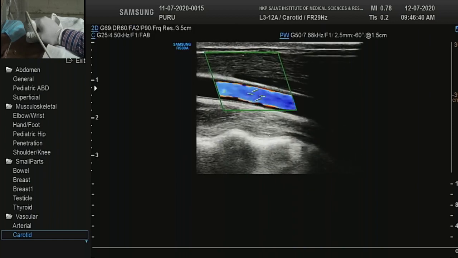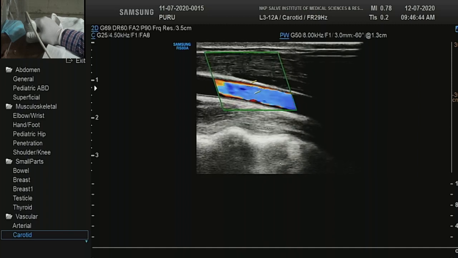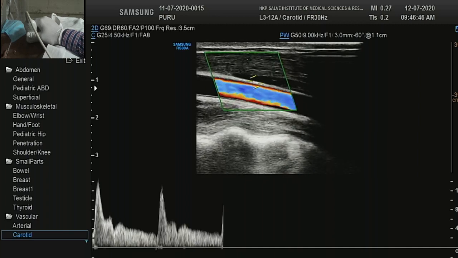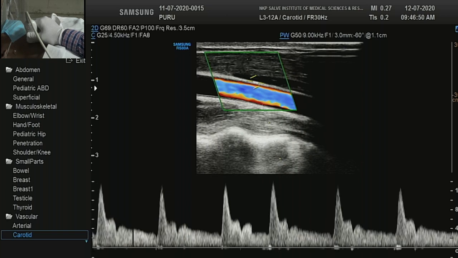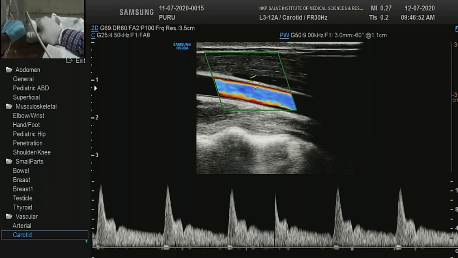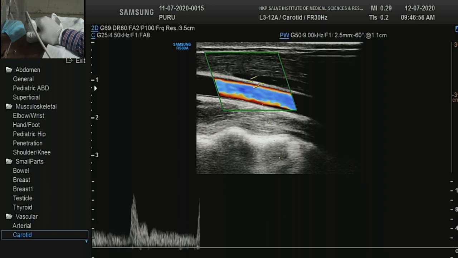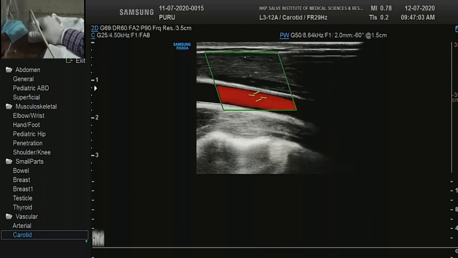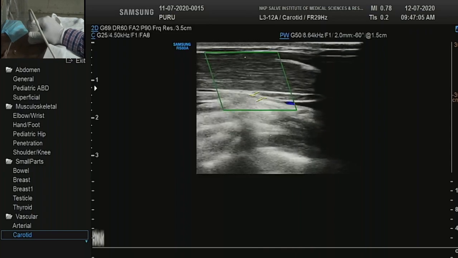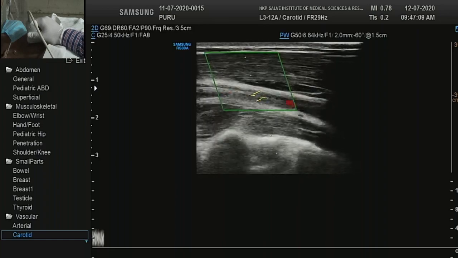So if you increase the gate too much, or if the gate is outside, then you will not get color flow as correct as it was, right? If there is a vein nearby and if your gate crosses both, then you will not see the flow nicely, or you will get a mixed type of flow.